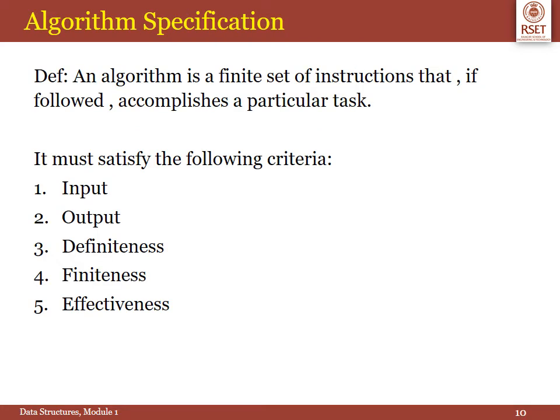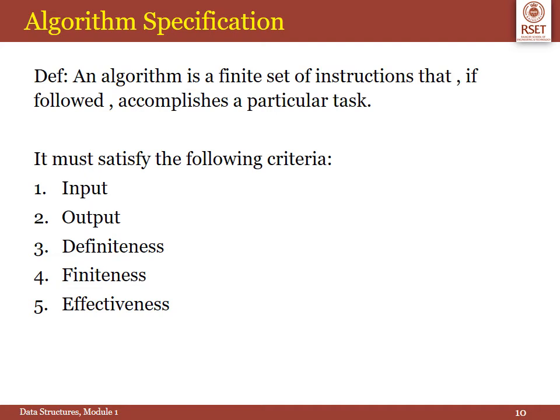So for the development of a particular program, normally till the design phase of the system life cycle, we deal with the algorithm part of the particular program. So algorithm normally plays an important role in the development of a software program. Now, what is an algorithm? An algorithm is a finite set of instructions that, if followed, accomplishes a particular task.